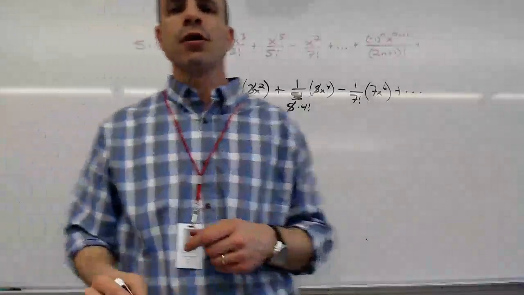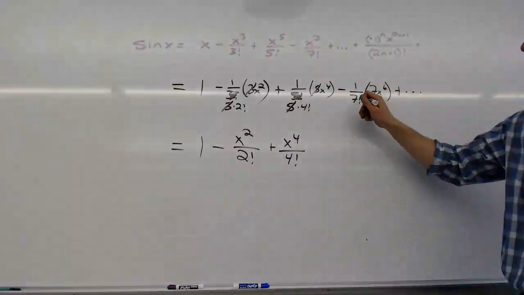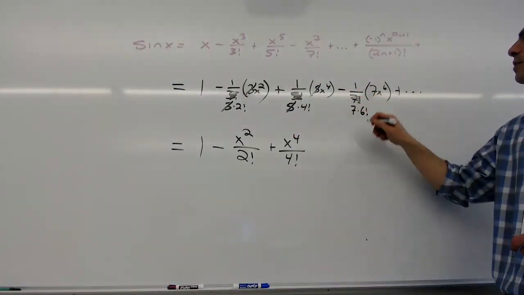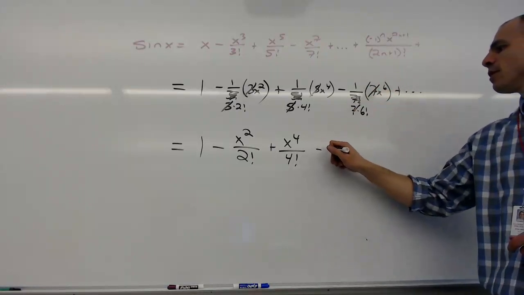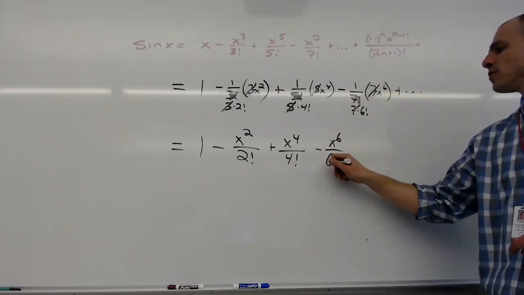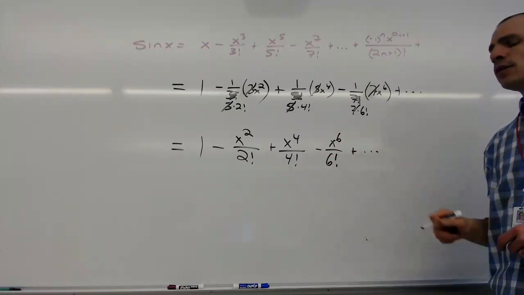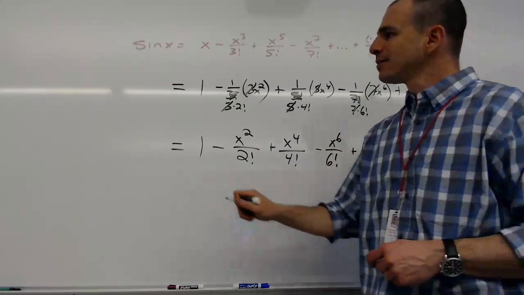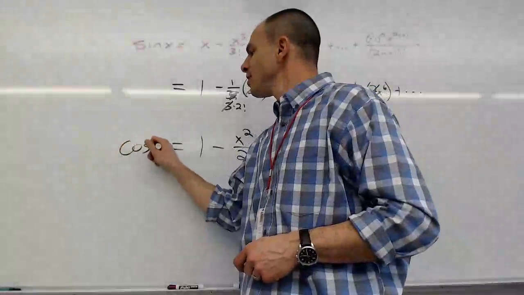Some of you are seeing where we're going with this. All right, the next one, 7 factorial. That's the same thing as 7 times 6 factorial. The 7s eliminate each other. We have minus x to the 6 over 6 factorial. What is this series right here? Yeah. It's the cosine of x.